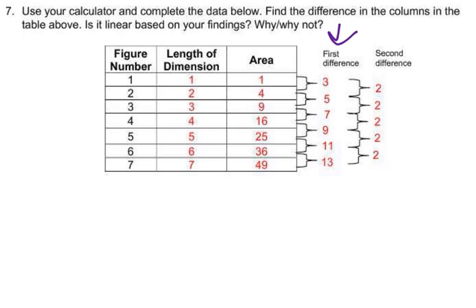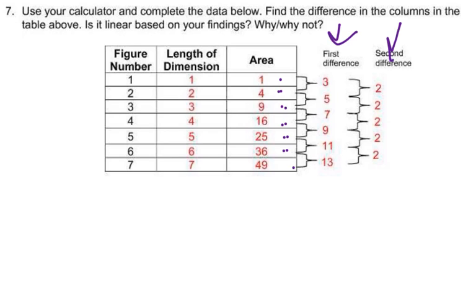Then we found what we call the first difference. To get the first difference, we said 4 minus 1, and we got 3. 9 minus 4 gave us 5. 16 minus 9 is 7. 25 minus 16 is 9. 36 minus 25 is 11. And 49 minus 36 is 13. That's your first difference.